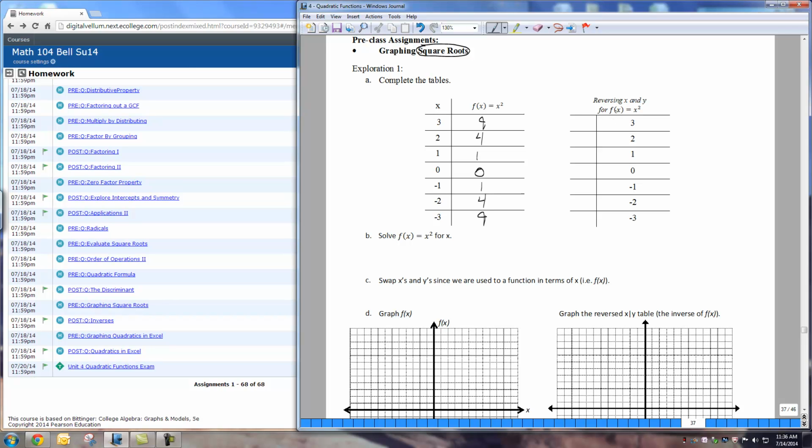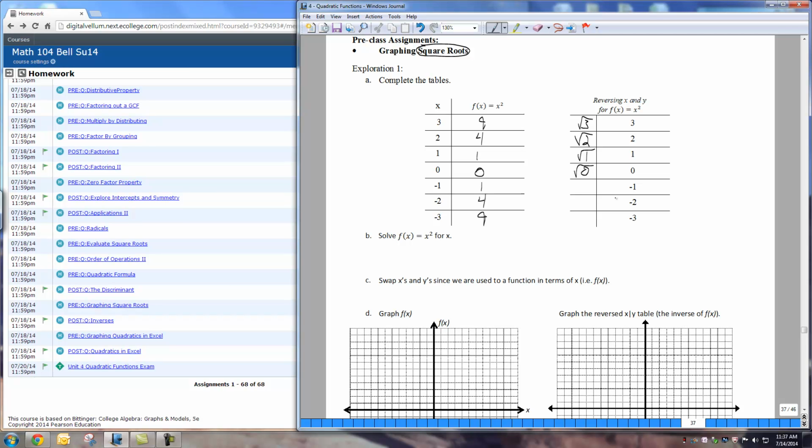If f of x equals 3, what was x? Well, x was the square root of 3. If f of x equals 2, then what was x? x was the square root of 2, so that when I plug the square root of 2 into this, I get 2. This would have been the square root of 1, which is just 1. This is the square root of 0, which is just 0.